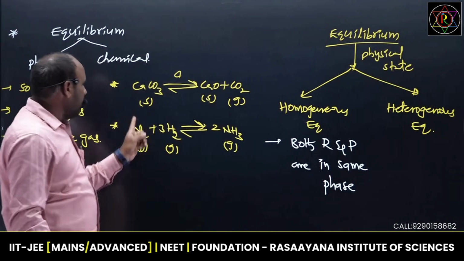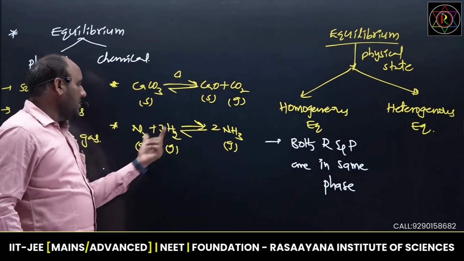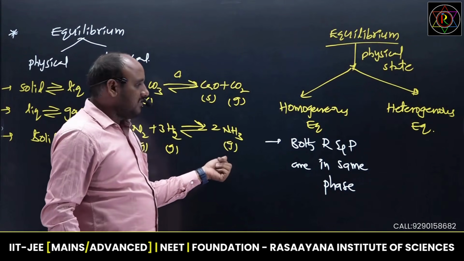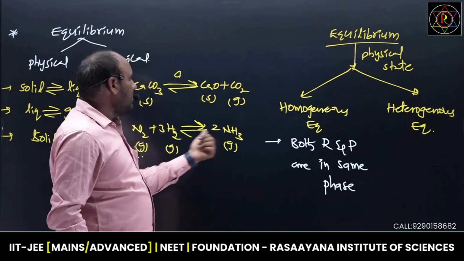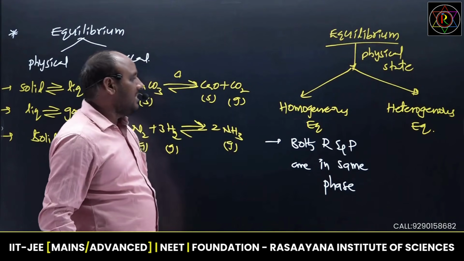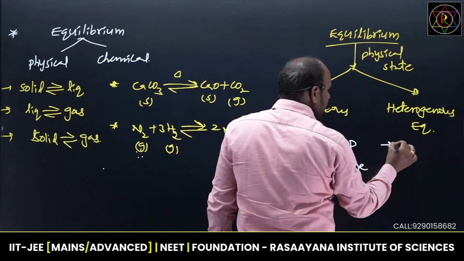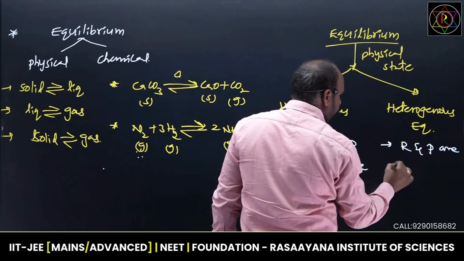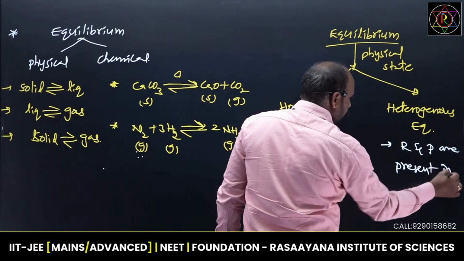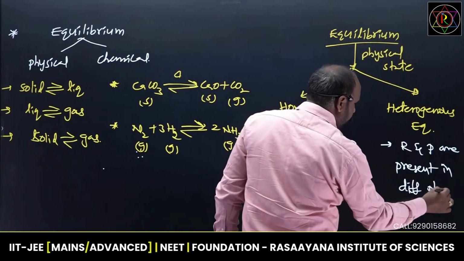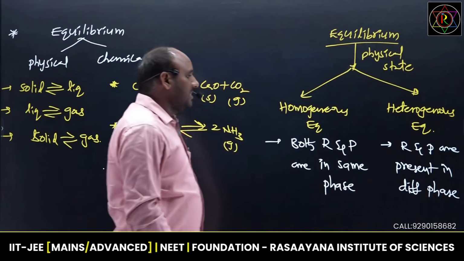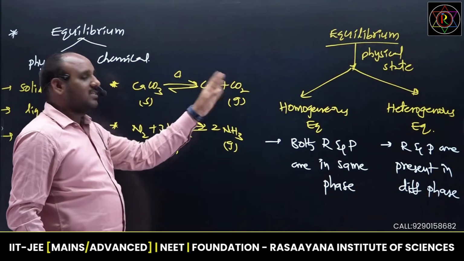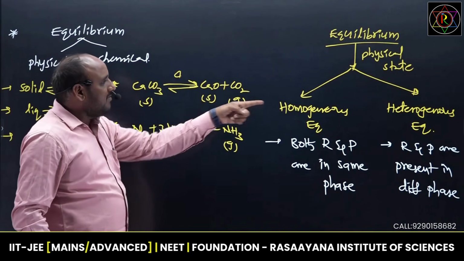For example, N2 plus 3H2 gives rise to 2NH3. Here reactants are in the gaseous phase and the product is also in the gaseous phase. Both are present in the same phase, so this equilibrium is known as homogeneous equilibrium. In heterogeneous equilibrium, reactants and products are present in different phases. Suppose the reactant is a solid, then the other phases are present in the products.